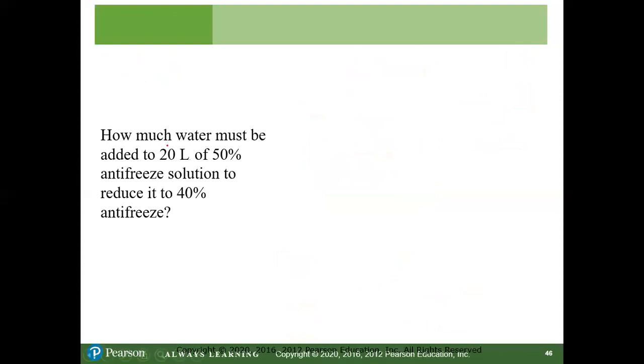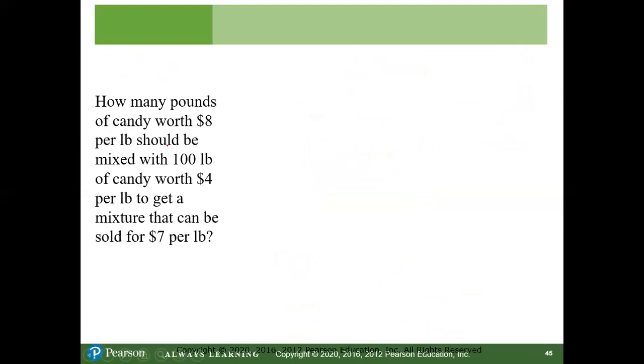All right, let's take a look at this next example. How many pounds of candy worth $8 per pound should be mixed with 100 pounds of candy worth $4 per pound to get a mixture that can be sold for $7 a pound? Okay, so let's go ahead and do this. So we have much candy.